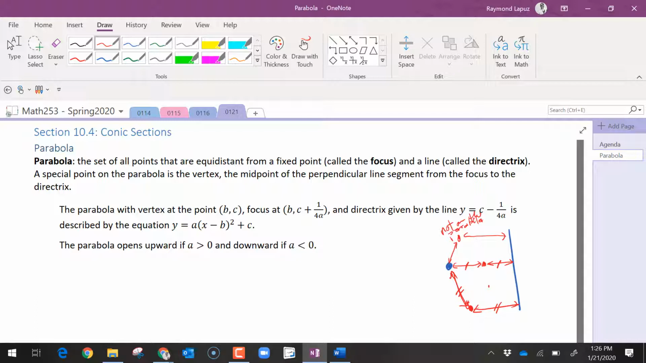So if you collect all these points, you'll end up getting a parabola. And the parabola opens up where the focus point is inside of the concavity and the line is outside of the concavity. And then if you go the straight distance from the point to the line, then you're going to pass through the vertex.